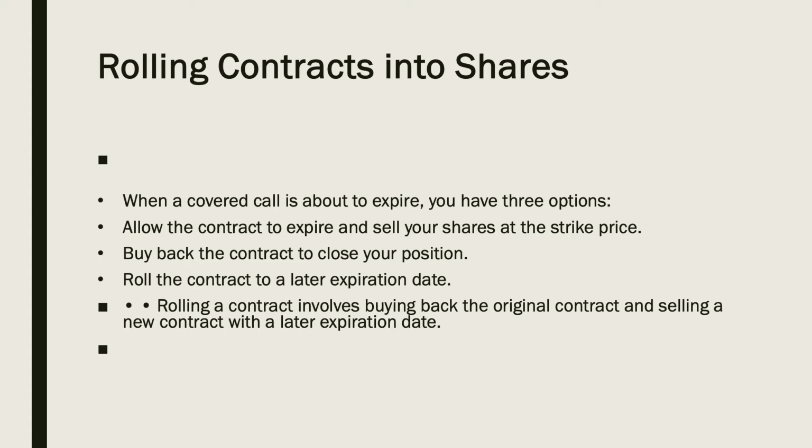When a covered call is about to expire, you have three options. You can allow the contract to expire and sell your shares at the strike price. You can buy back the contract to close out your position, or you can roll that contract to a later expiration date. Rolling the contract involves buying back the original contract and selling a new contract with the later expiration date. This can be a useful strategy if you believe the stock price will continue to rise.